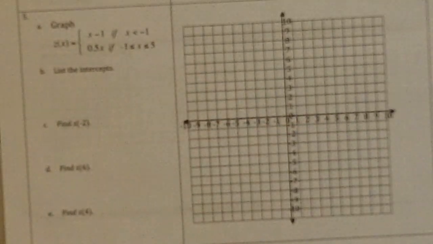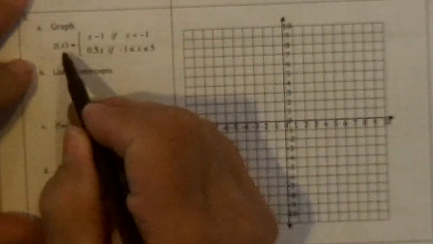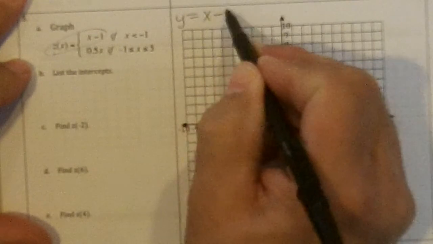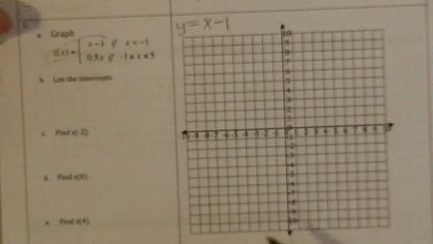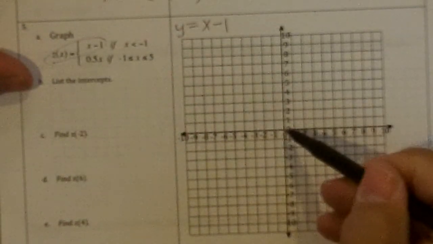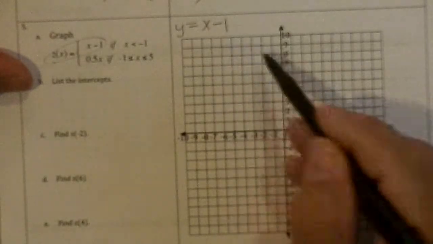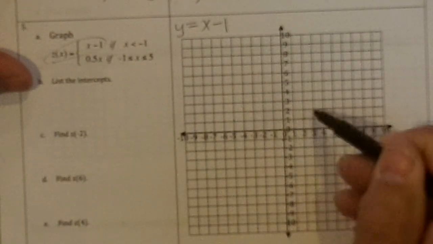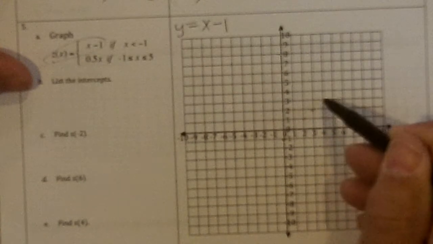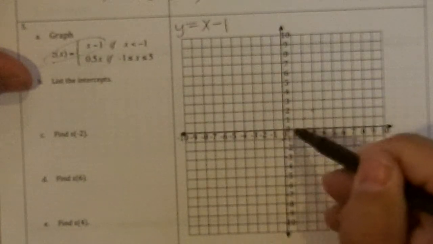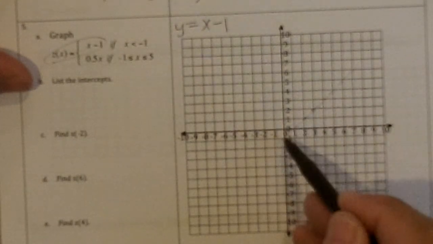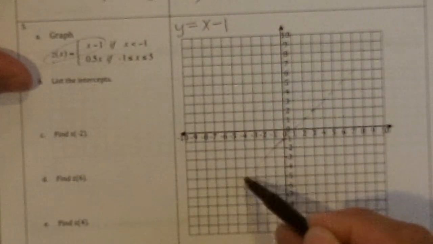Number 5. We have two equations, y equals x minus 1. So if I put in 0, I get negative 1. If I put in 1, I get 0. If I put in 2, I get 1. If I put in 3, I get 2. If I put in 4, 1 less is 3. I got a line that's going at a slope here. It's hitting the corners of each of these squares, a diagonal.